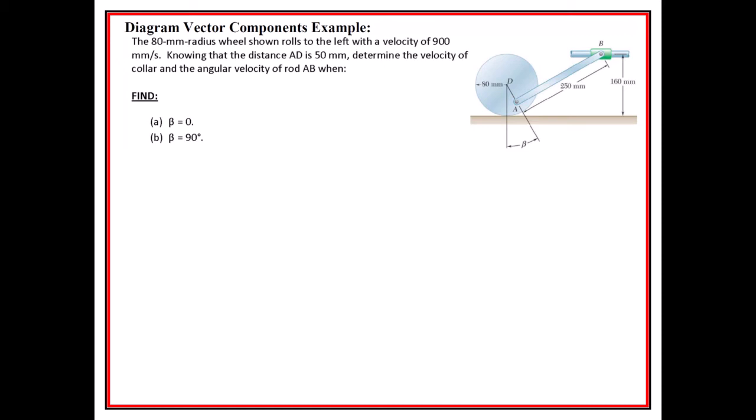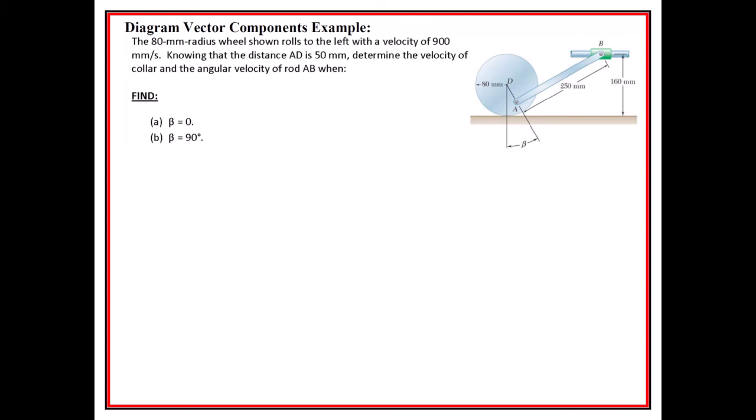This one I'm going to do by just revealing pre-made images that I have, so it'll go a little bit faster. So in this situation here, they give us sort of a generic picture, and they tell us that this 80 millimeter radius wheel is going to rotate to the left with a velocity of 900 millimeters per second. When they say something like that, they mean it's the center that's moving at that speed.